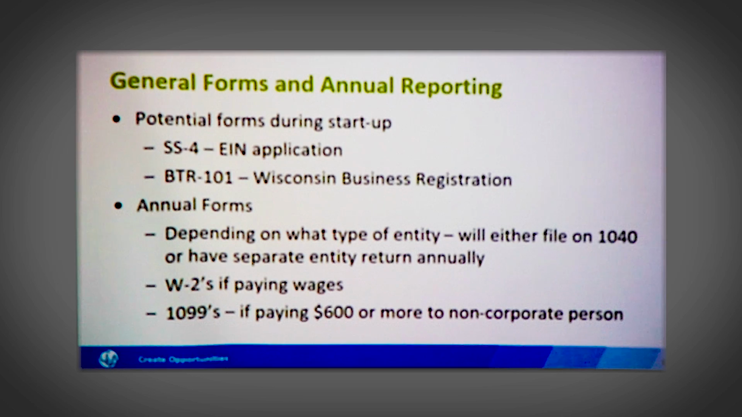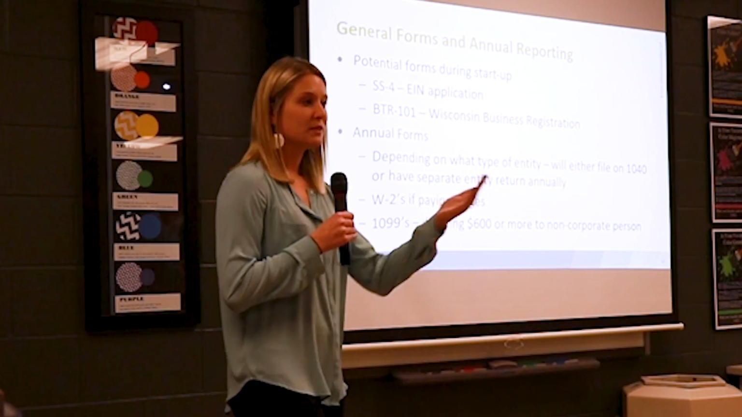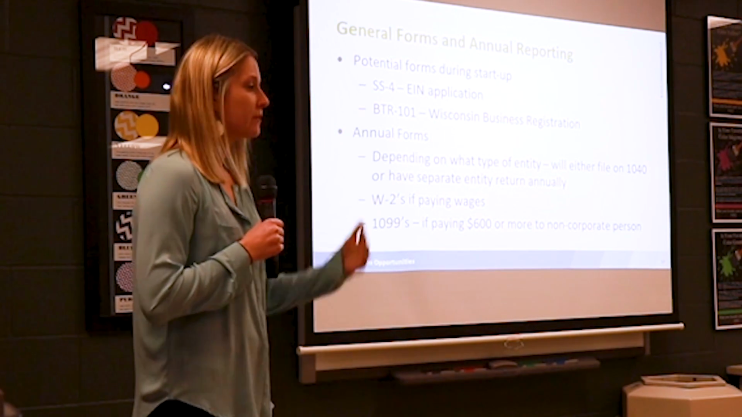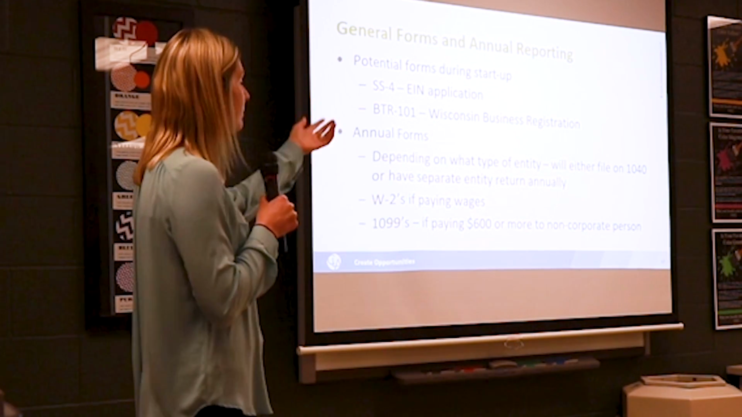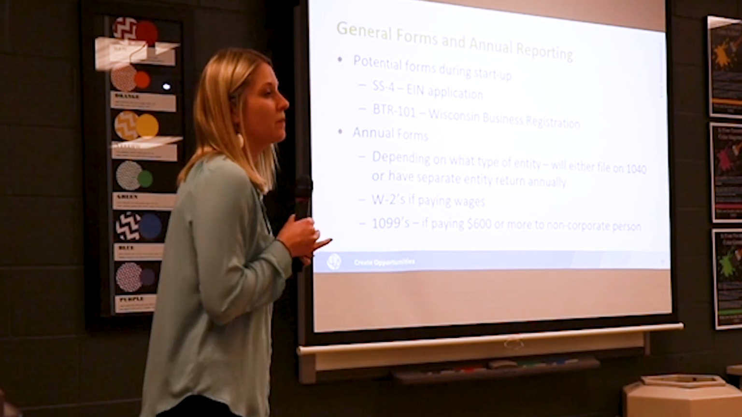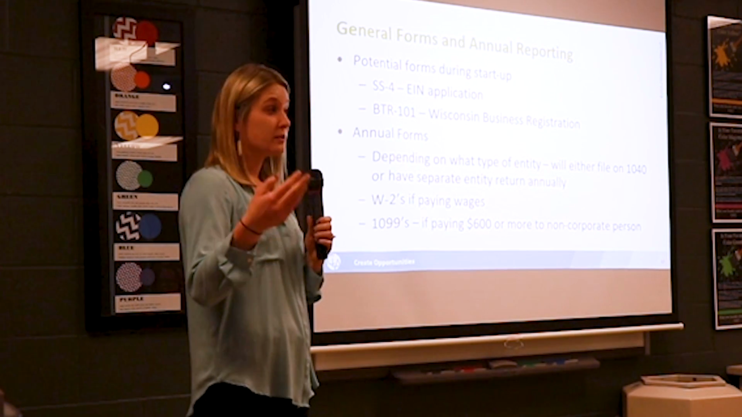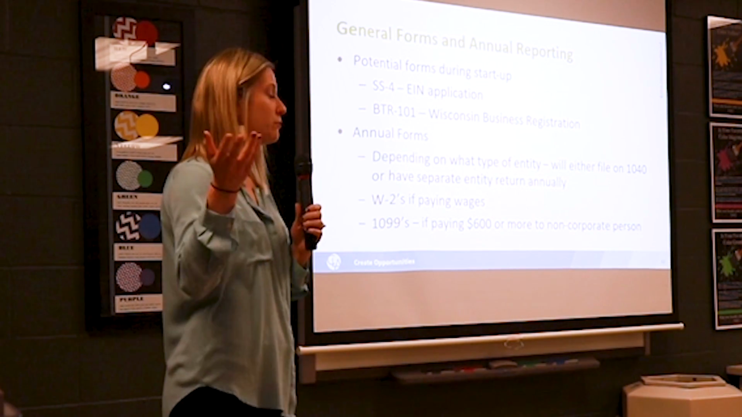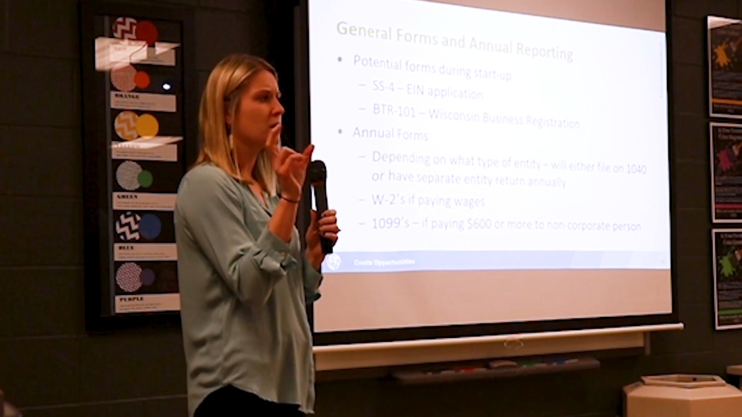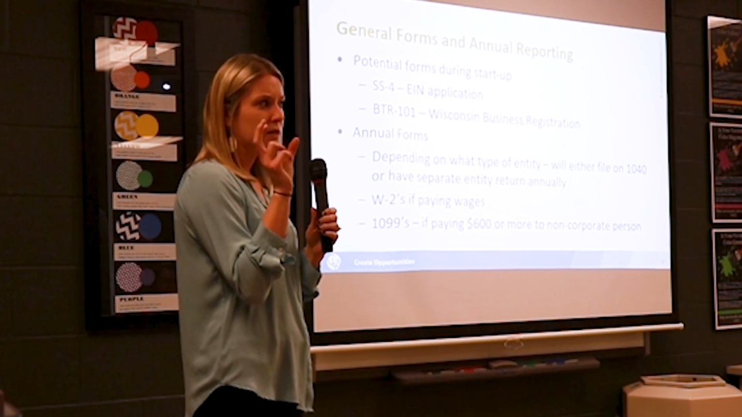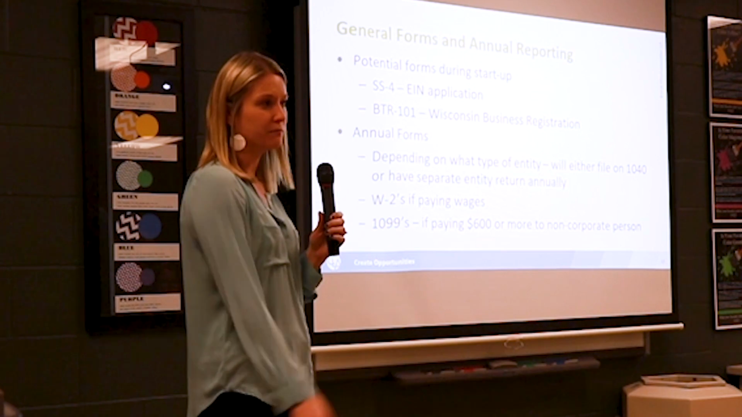And then the BTR 101 is what you're going to use when you're registering in Wisconsin. So this is things like Minnesota, you have a different number. Wisconsin, you would have a different number when you file your sales tax reports, when you get your seller's permit. Things like if you have employees, if you're paying wages, you would use this Wisconsin specific number, almost like an EIN for Wisconsin, on those types of reports.